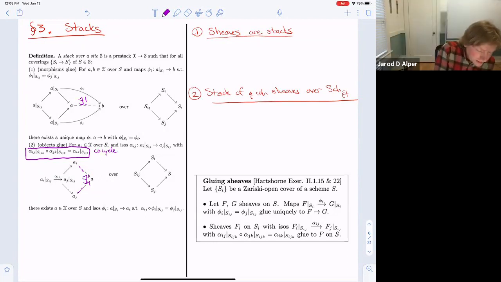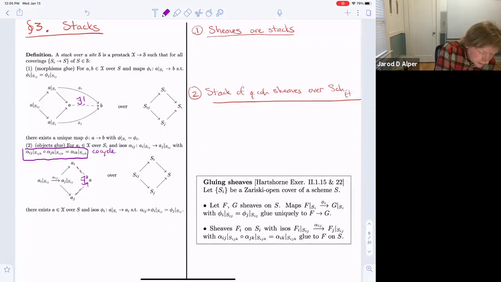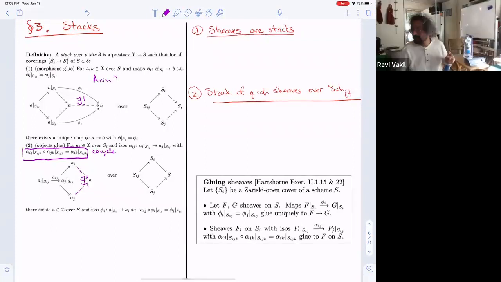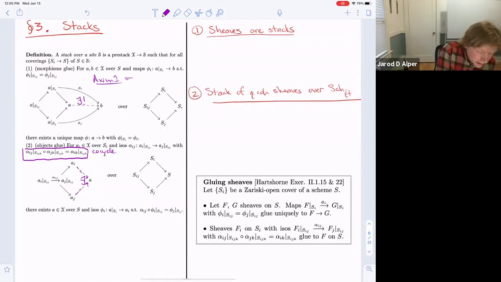So what Robbie is saying is that this entire first axiom, axiom 1, should be equivalent to the condition that all of these Isom pre-sheaves for A, B are sheaves.